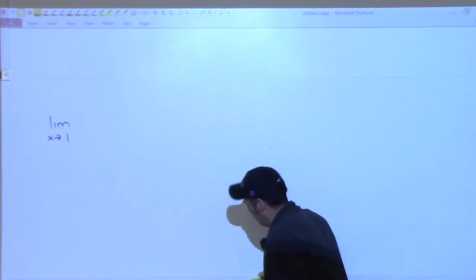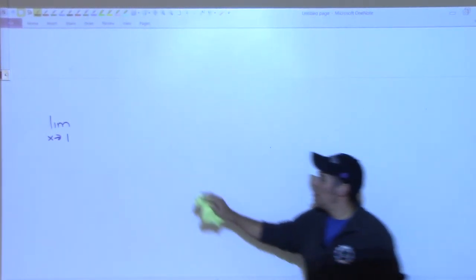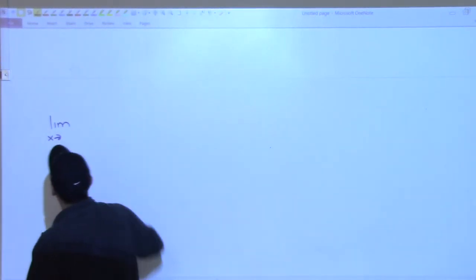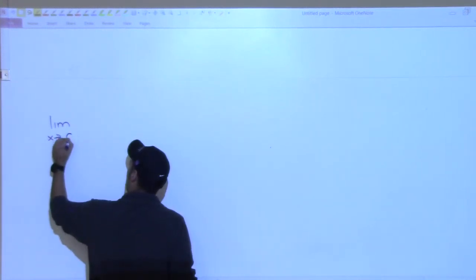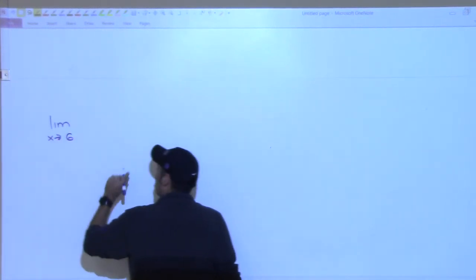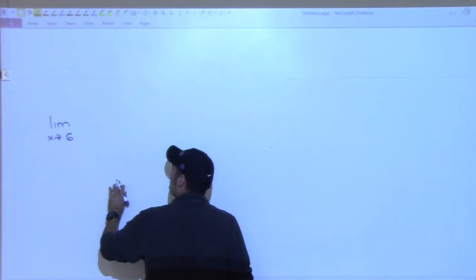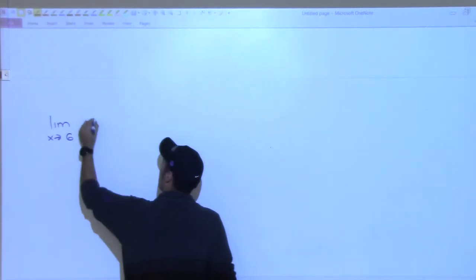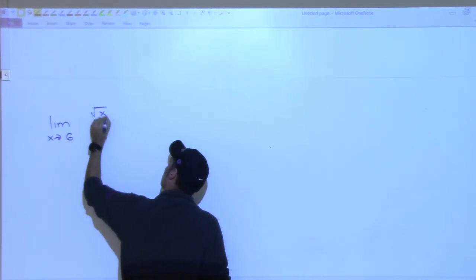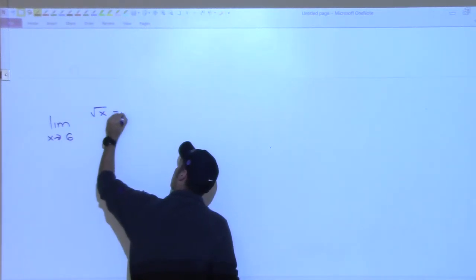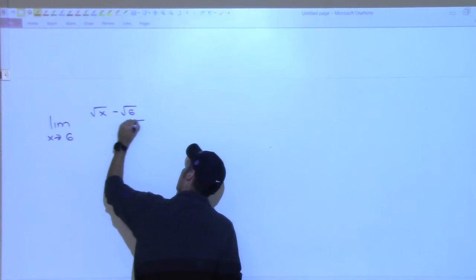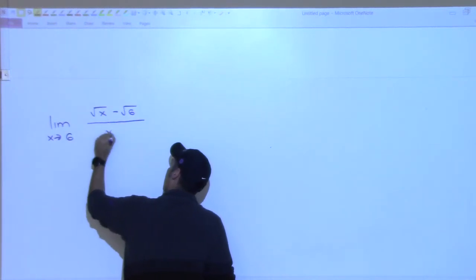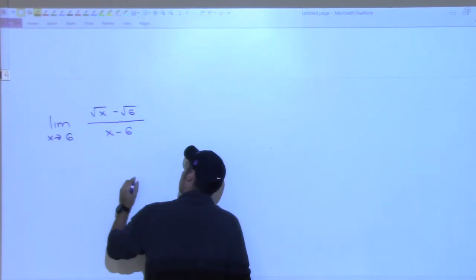How about this one? Let's let x approach 6. Let's go: square root of x minus square root of 6 over x minus 6.